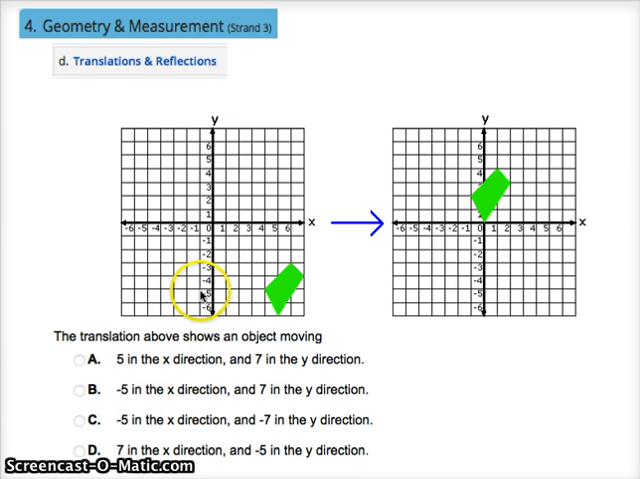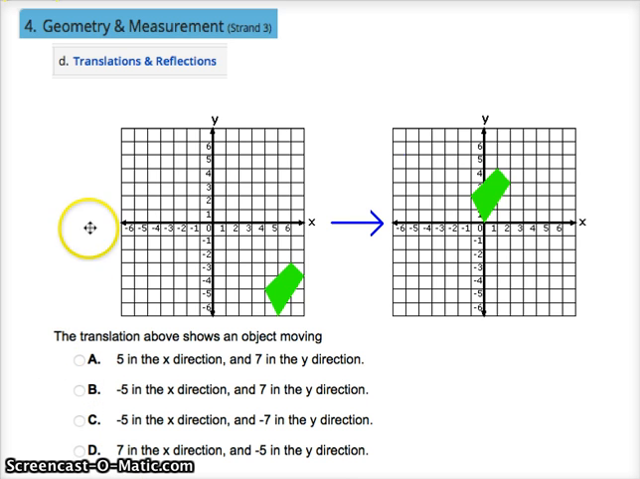And this dot goes up 1, 2, 3, 4, 5, 6, 7. Nice. To the left 5, up 7. The answer is B. And now all four of these do move the same way. They all move to the left 5, up 7. That would be -5 in the x direction, +7 in the y direction.